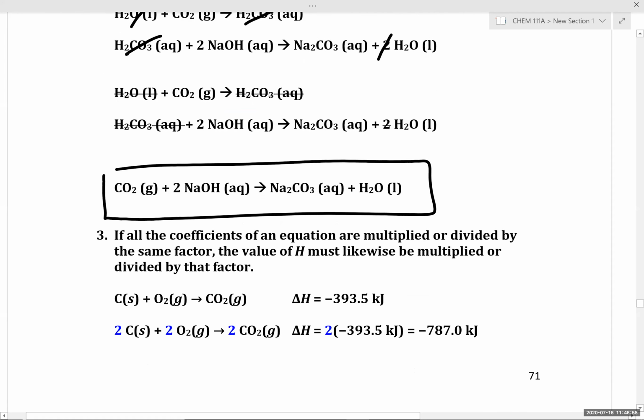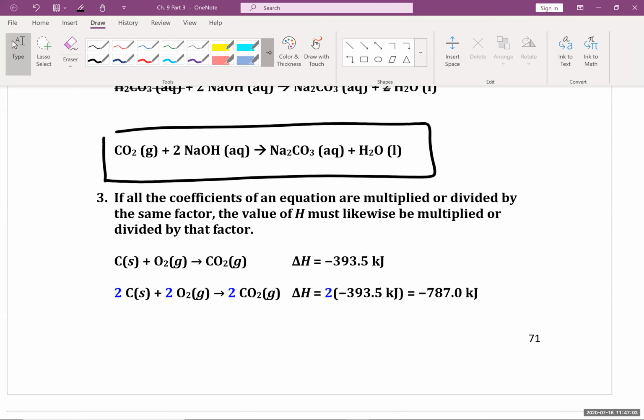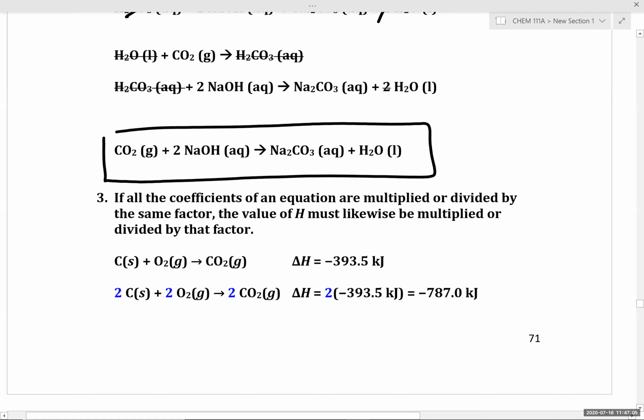And now as our last rule, if the coefficients of an equation are multiplied or divided by the same factor, the value of your enthalpy must be multiplied or divided by that factor. So for example, if I'm multiplying all of my coefficients by 2, my enthalpy also gets multiplied by 2. Does that make sense to everyone so far?